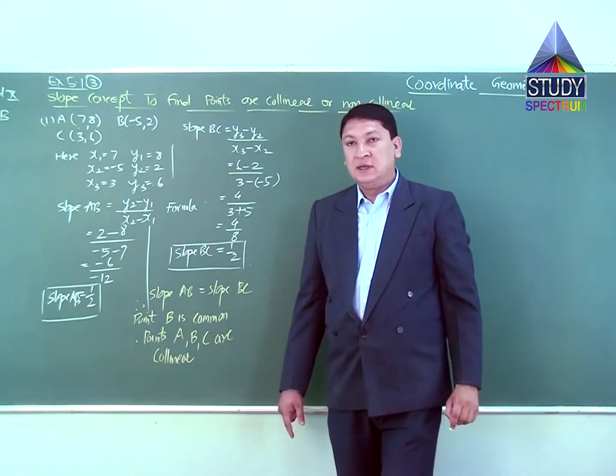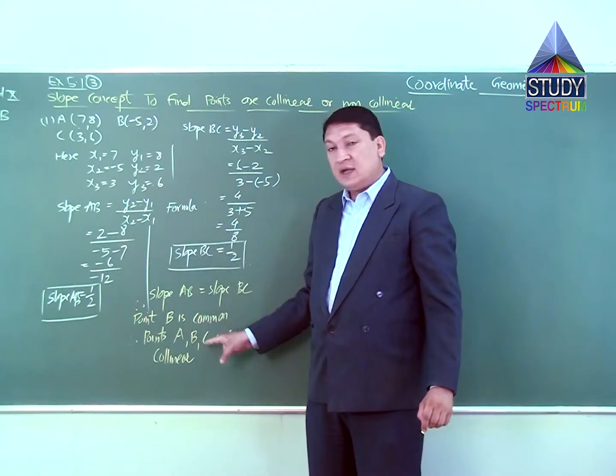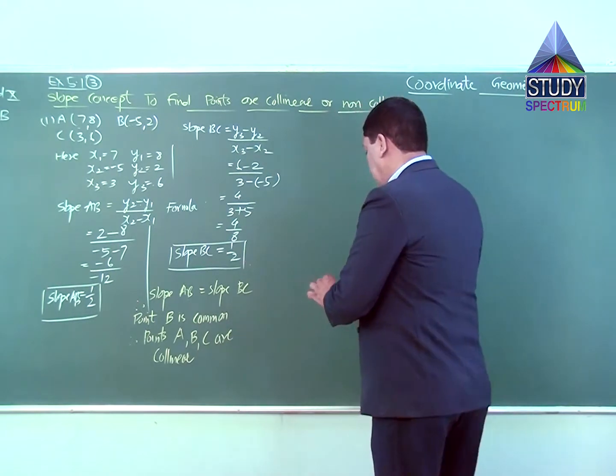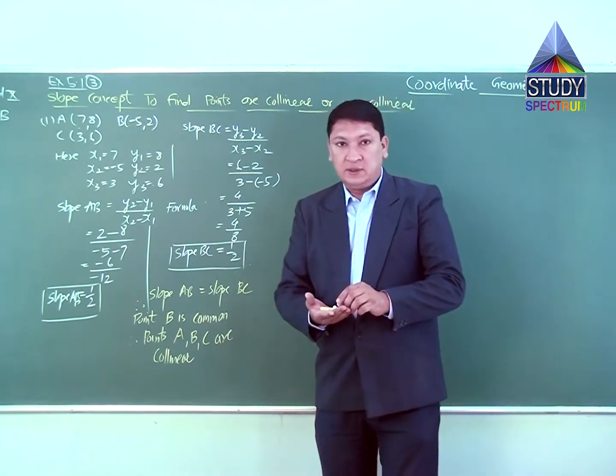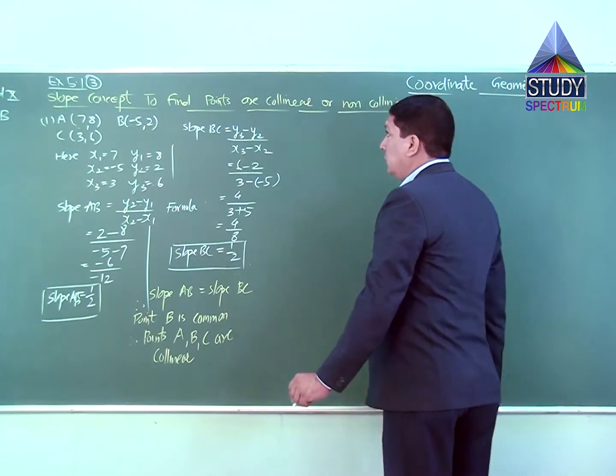So simple it is. We have used the slope concept to get the answer, that is, the points are collinear. We'll take another sum. This is the second sum of the third question.